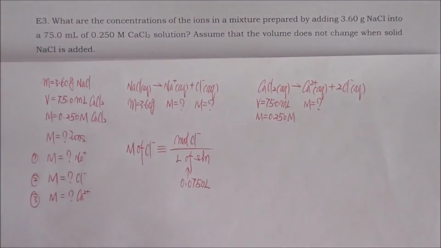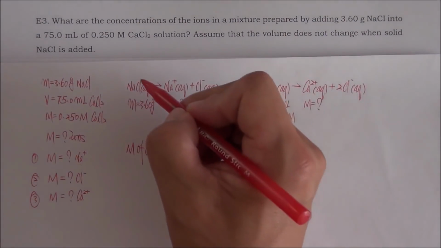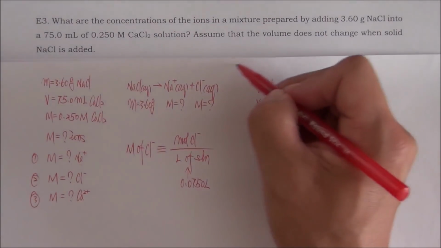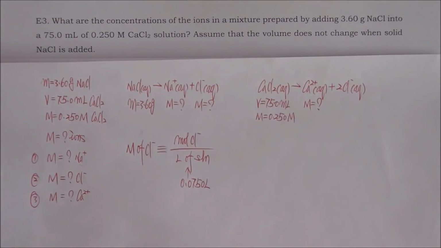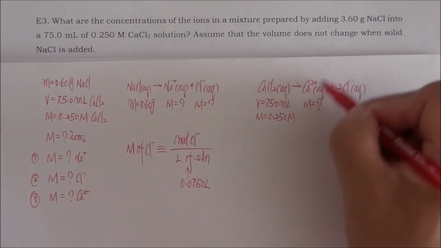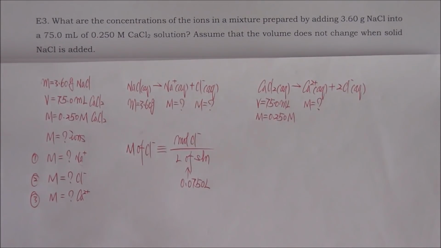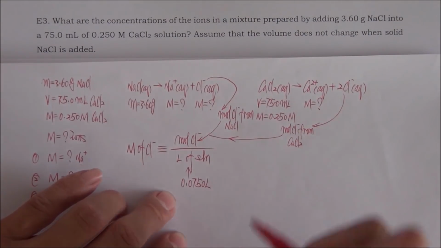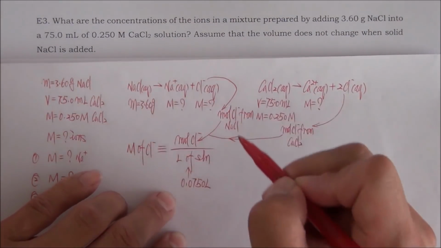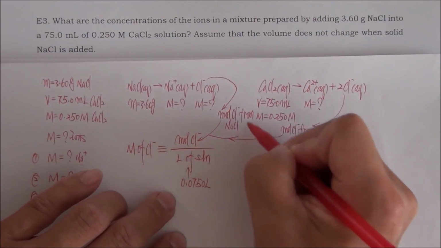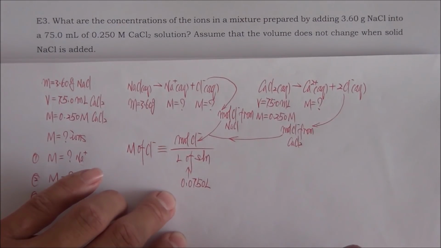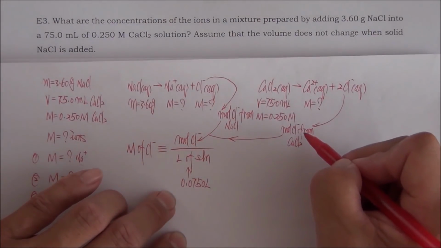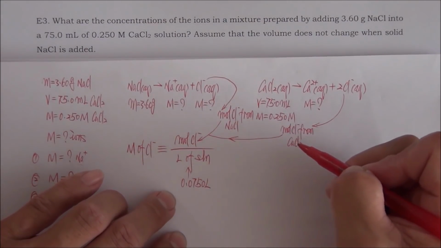From the balanced chemical equations, we know that both the solid sodium chloride and the calcium chloride solution provide the chloride ion. We have to add the two parts together. Now let's see if we can calculate the moles of the chloride ion from the sodium chloride solid, and if we can calculate the moles of the chloride ion from the calcium chloride solution.